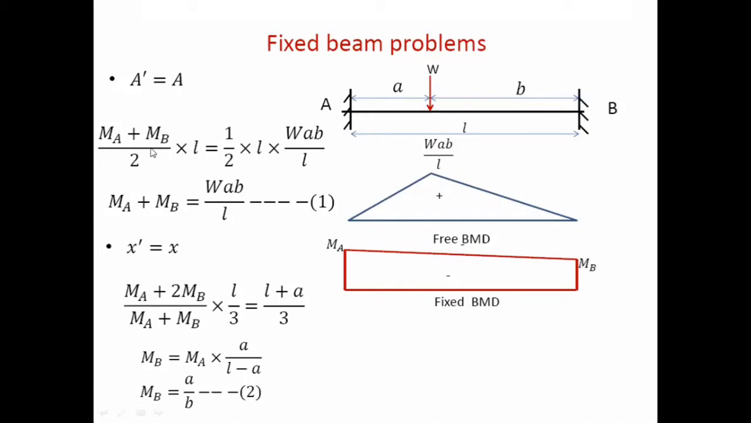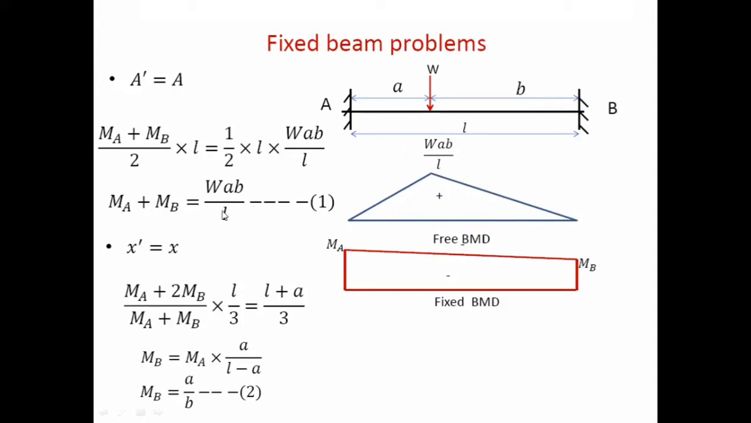That area is MA plus MB divided by 2, into span. So summation of parallel sides divided by 2 into length. Okay, so parallel sides are MA and MB. So MA plus MB divided by 2 multiplied by length between these two parallel lines. This is the basic formula of area of a trapezoid. So this area we have equated with area of free beam BMD. Again, half base into height. So 1 by 2 into L, L is span, into height, this ordinate WAB by L.